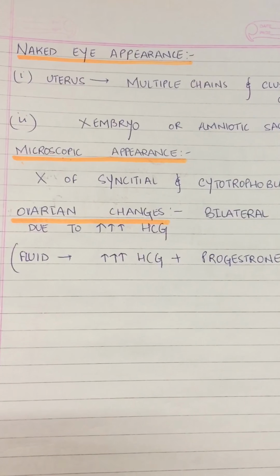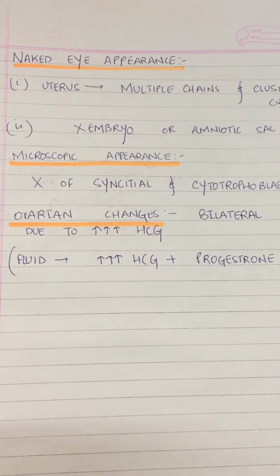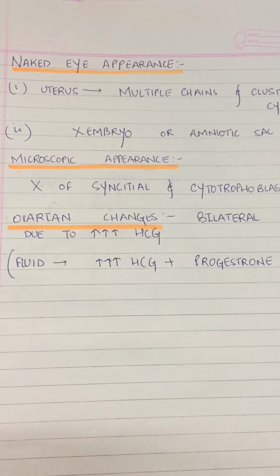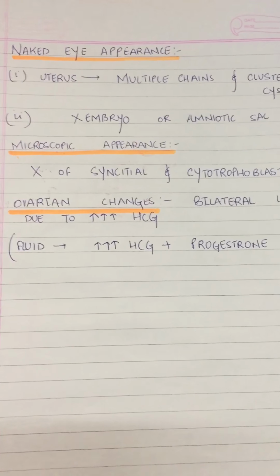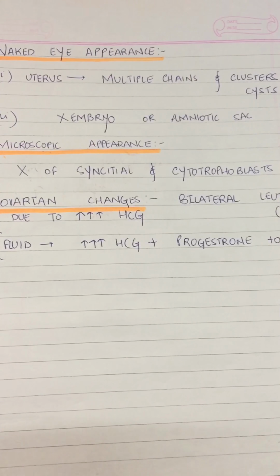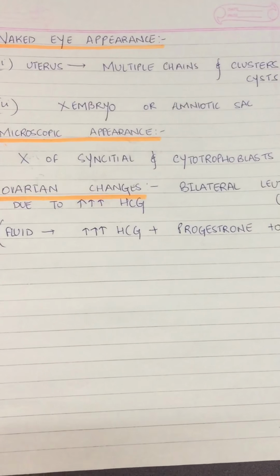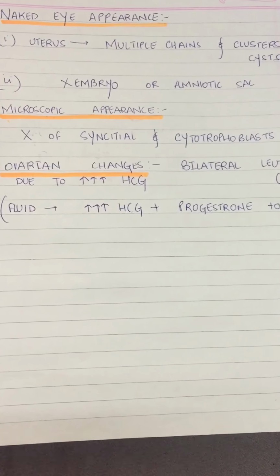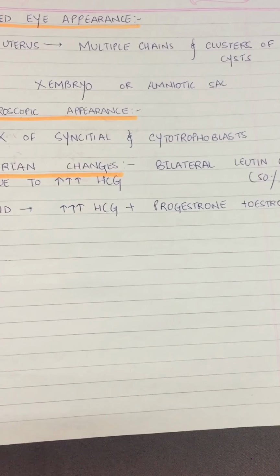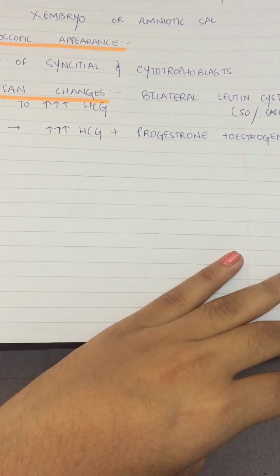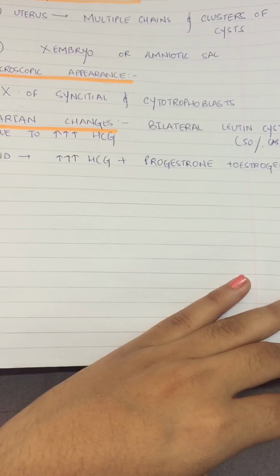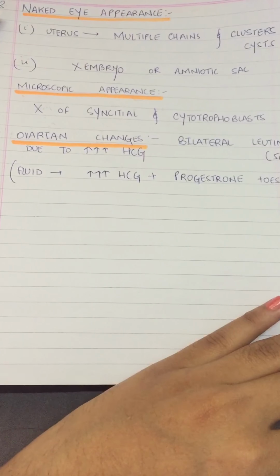Now, in the pathology of it, if you have a naked eye appearance, you will find a uterus with multiple chains and clusters of cysts. There will be absence of embryo or amniotic sac. In microscopic appearance, you will find proliferating syncytial and cytotrophoblast. In the ovarian changes, there will be bilateral ovarian cysts, which is due to very high concentration of HCG.